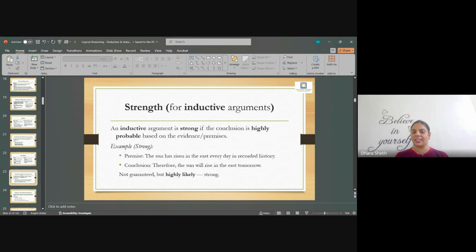Now for inductive arguments, there are two similar concepts. They are called strength and cogency. But see, deductive arguments are based on truth and facts, so they can have validity and soundness. But inductive arguments are based on observations.